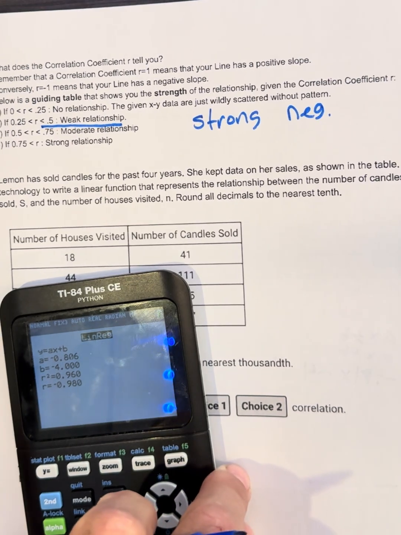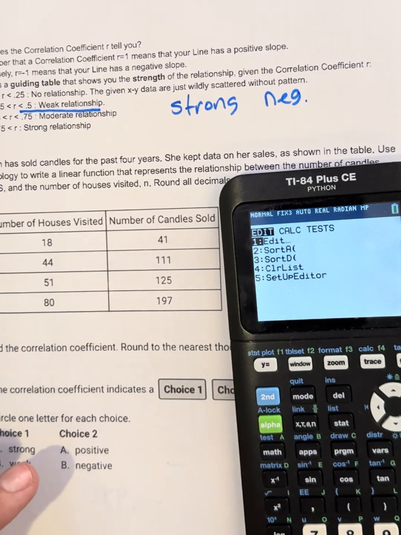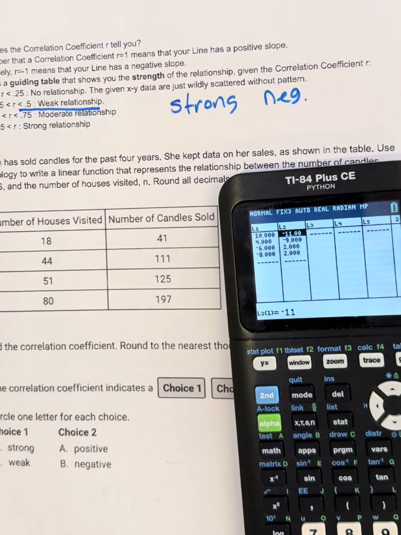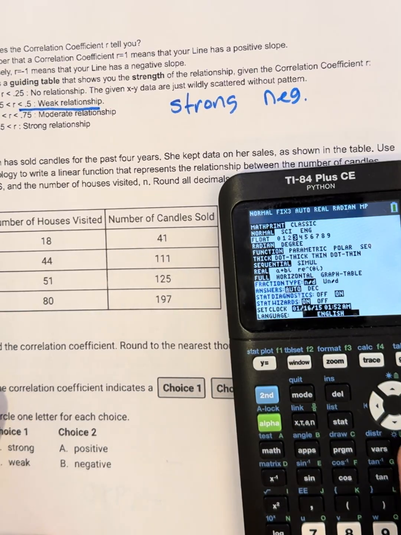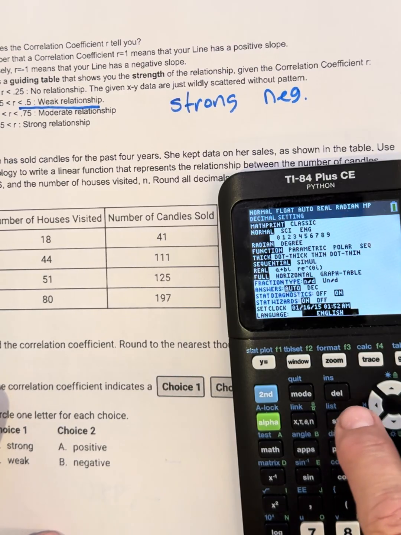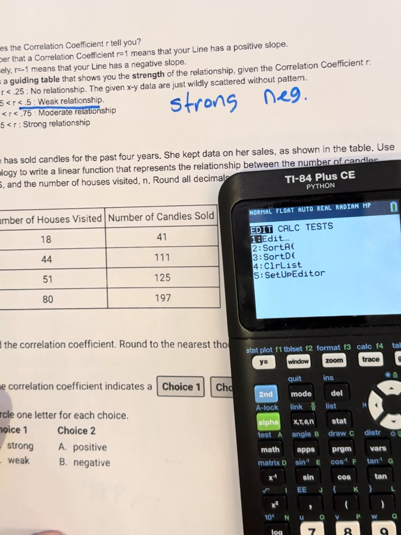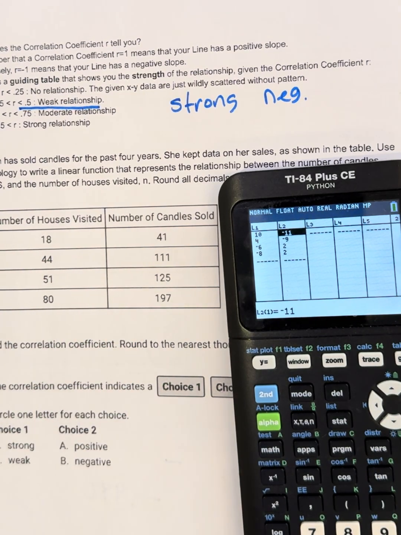Okay. Number 2, we're gonna do it again. So, stat, edit, and what I don't like about using rounding is the extra zeros in my table. Okay, so I'm gonna go back to mode and change it to float. So stat, edit, and y'all go ahead and put your data in, please.